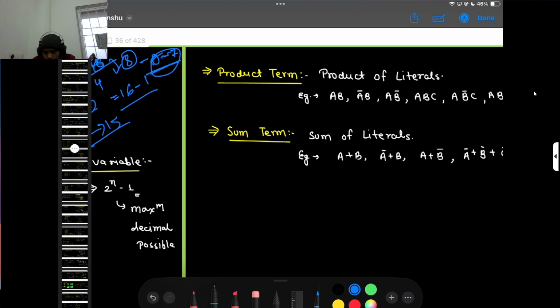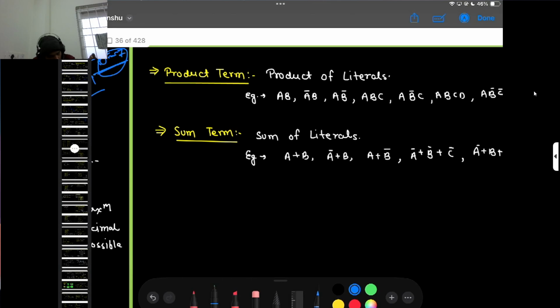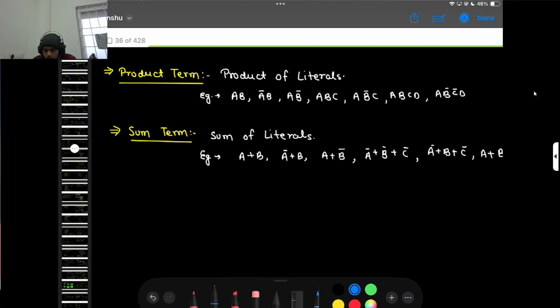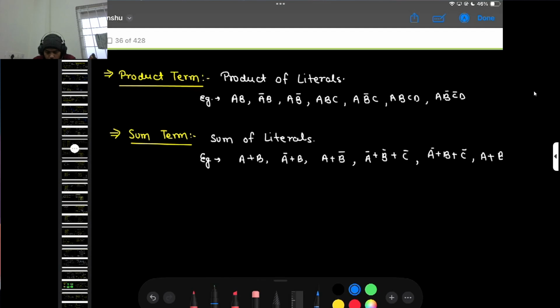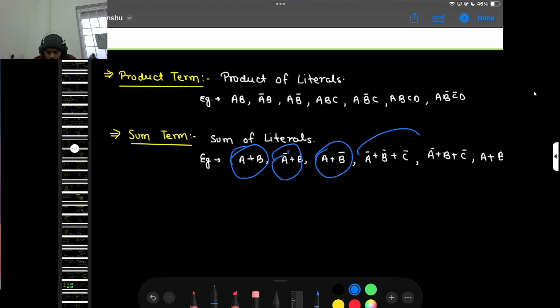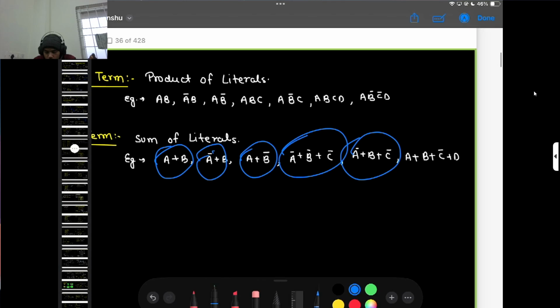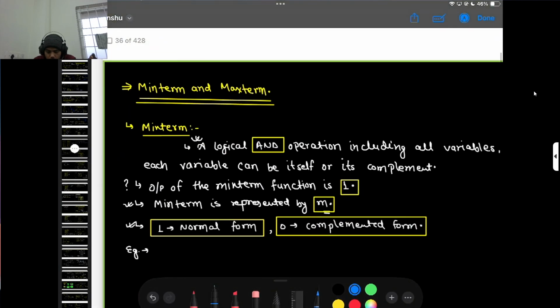Now the product of literals, for example a b, a bar b, a b bar, a b c, a b bar c, a b c d, and a b bar c bar d. So this is the product of literals. And the sum of literals, a plus b, like this. Here you can see there is no product term, only a sum.